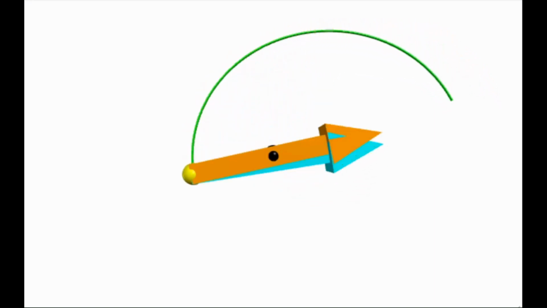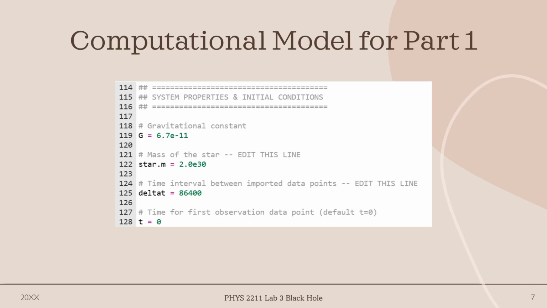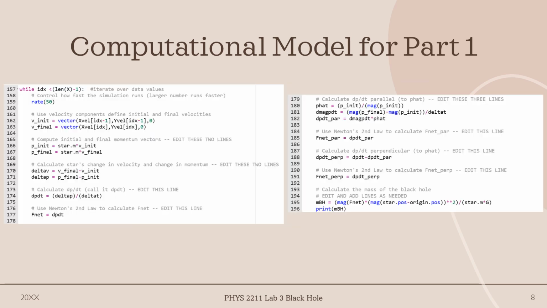And in the next few slides, I will be explaining to you the code I used for the first computational model, but this is what it ends up resulting as. You can see the orbit of the star around the black hole. So first I must put in our initial conditions, which will have our gravity and the mass of the star that we are given, and delta t accounts for the number of seconds within a year, and we start at 0 seconds.